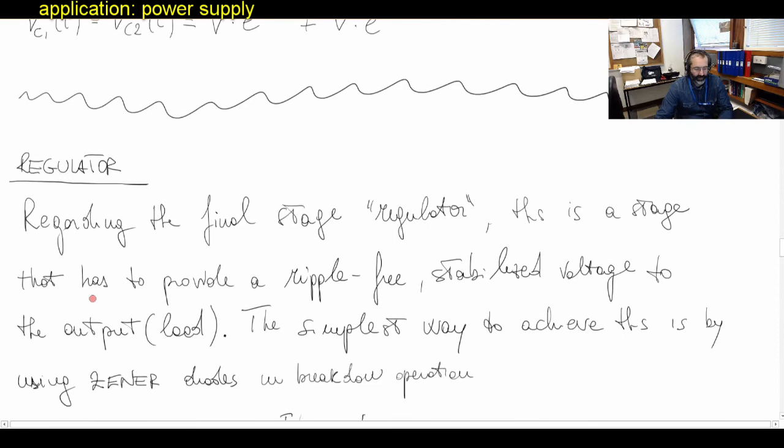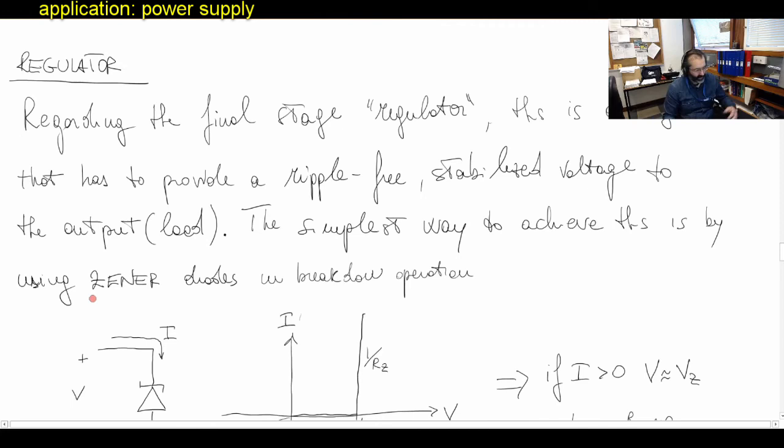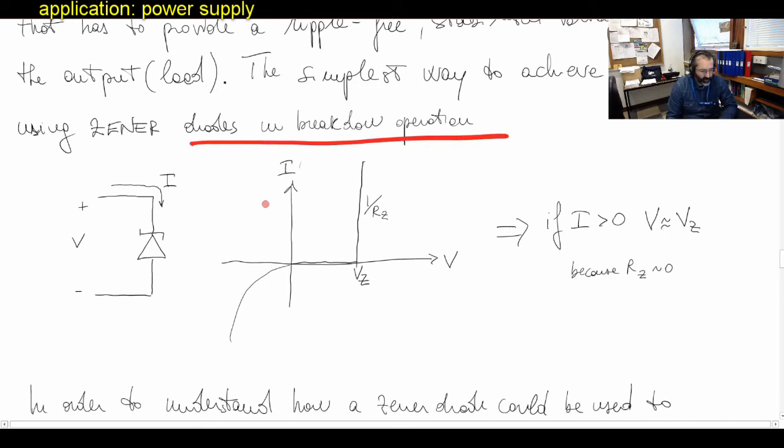The last interesting part I would like to discuss here is the regulator. So how do we make a very simple regulator using the simplest thing we can use, which is the zener diode, one single zener diode. So the zener diode used in breakdown operation means that I'm thinking of my zener diode reverse biased in this way.